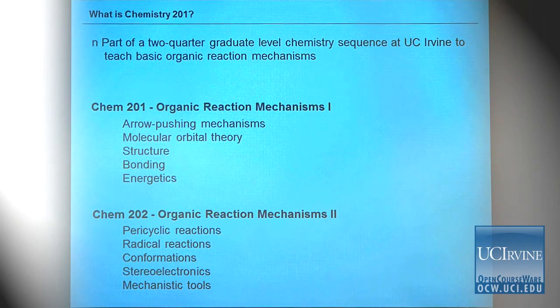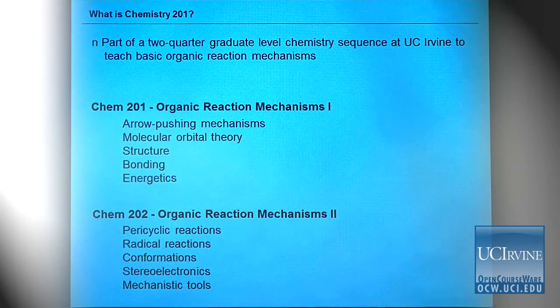Okay, so what is Chemistry 201? It's part of a 2-quarter graduate level chemistry sequence at UC Irvine to teach basic organic reaction mechanisms. About 15 years ago, we realized that students were finishing their first quarter of graduate level organic chemistry courses knowing a lot of things, but not being really good at arrow pushing mechanisms. And we decided to correct that by reorganizing the course content. So in the first quarter of organic reaction mechanisms at UC Irvine, we cover arrow pushing mechanisms, molecular orbital theory, structure, bonding, and energetics. And that's what my course is going to be about.